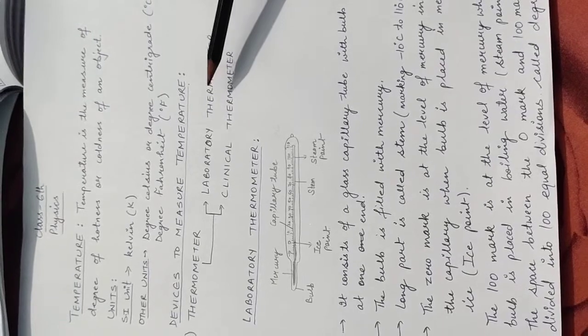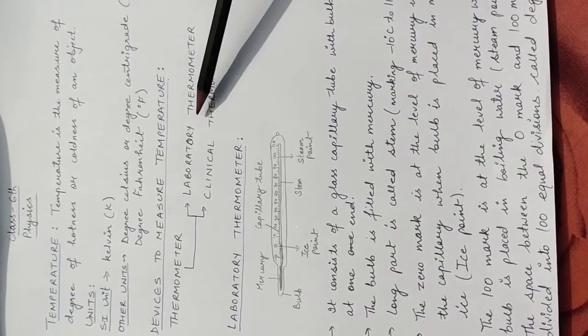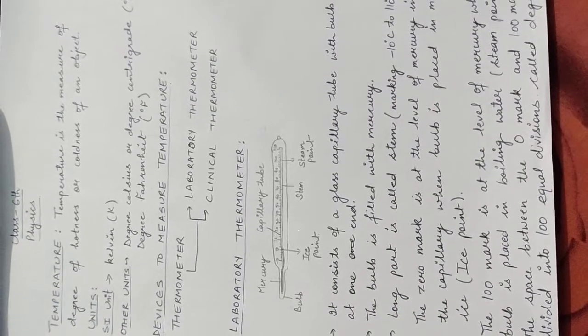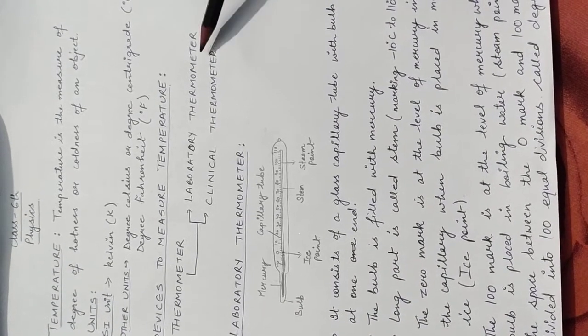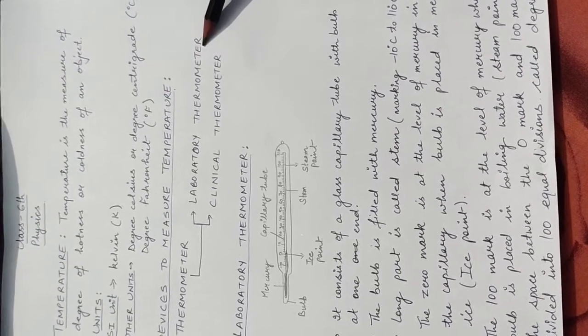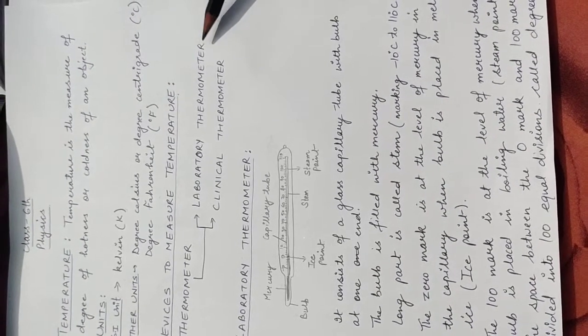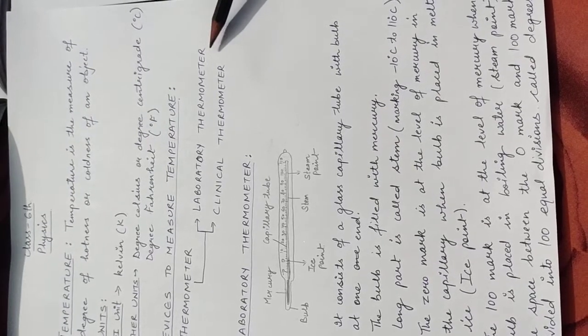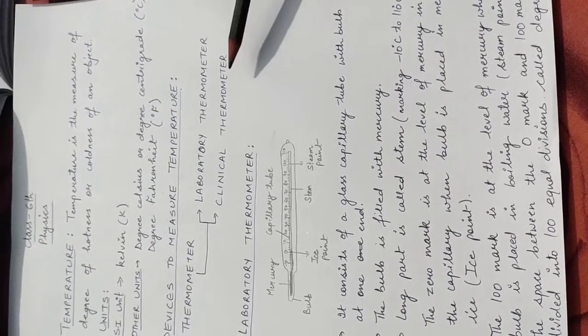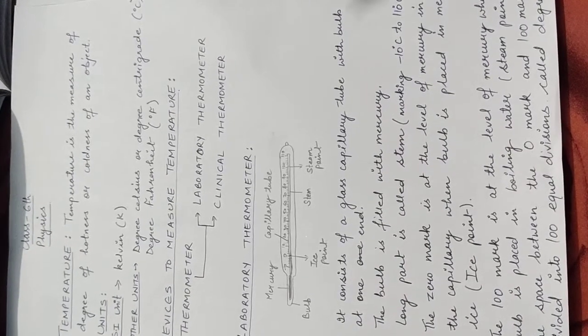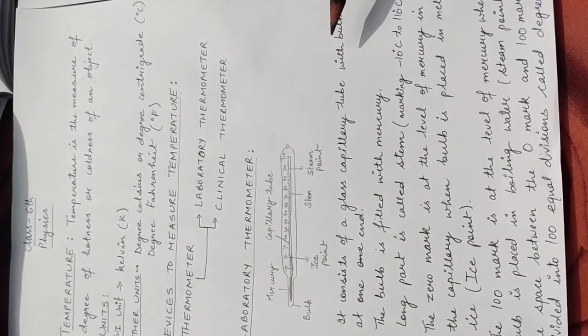Okay. So next is the devices to measure temperature. The device to measure temperature is the thermometer only, and we have two kinds of thermometer: laboratory thermometer and clinical thermometer. Laboratory thermometers are used in the laboratories to measure the temperature of different substances as well as liquids. It can be any solution, it can be water, it can be something else. Then a clinical thermometer is used by doctors to measure the temperature of a patient's body.